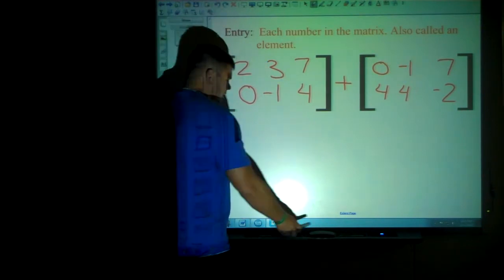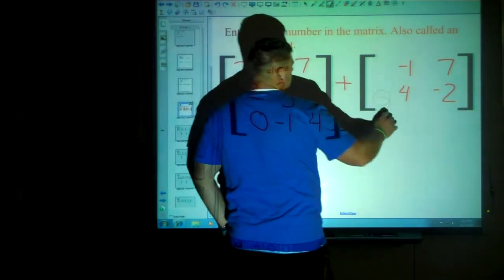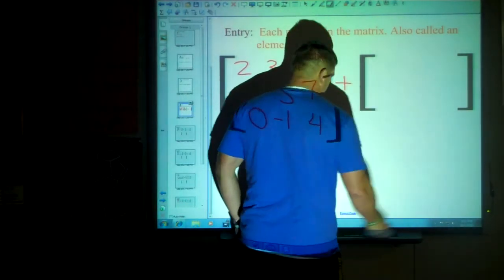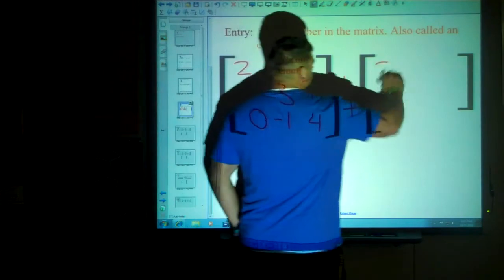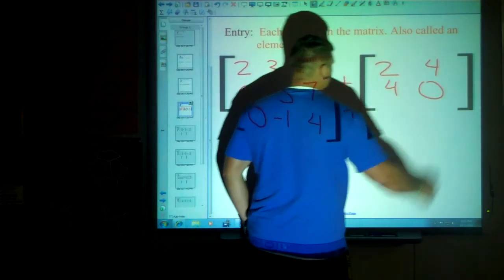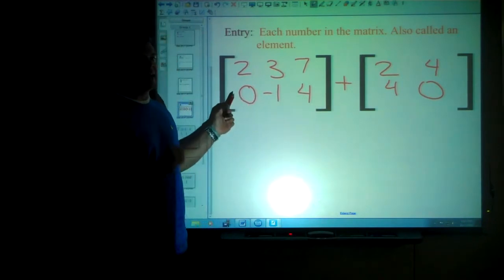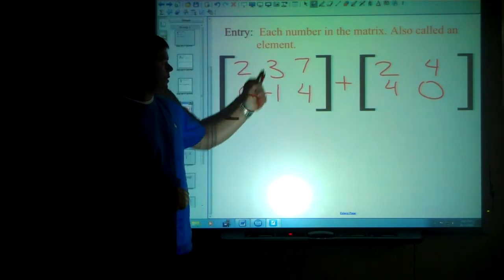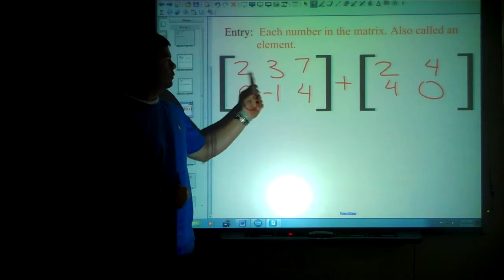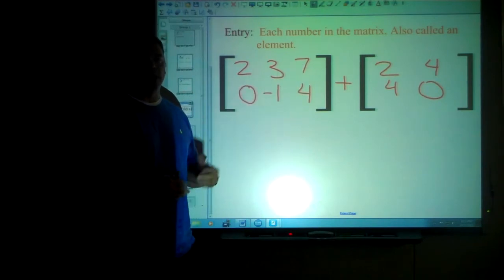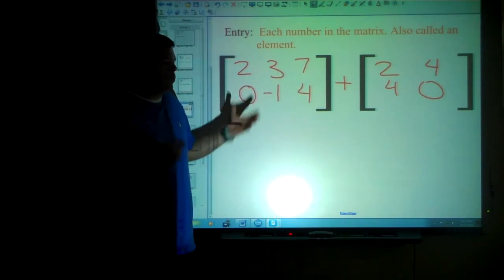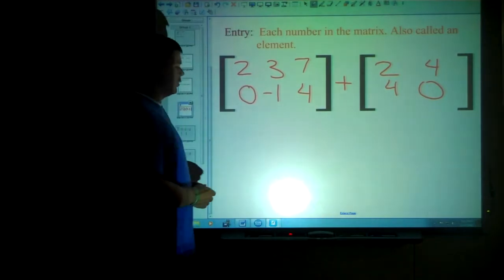Alright, but if for some reason you did not have the same configuration, you had just 2, 4, 4, 0, then you cannot put these two together. It must have exactly the same number of columns and exactly the same number of rows in order for them to be able to add together. If they don't, we can't do it. We're basically stuck at that point.